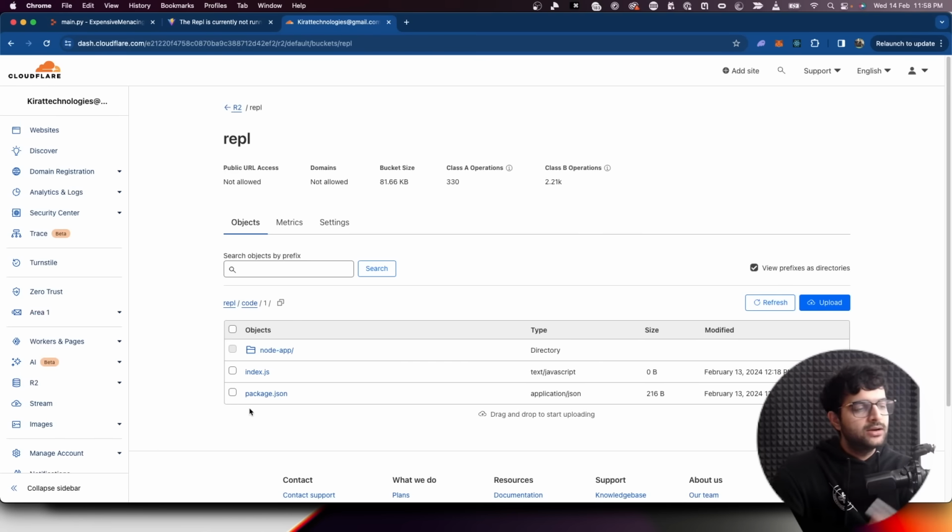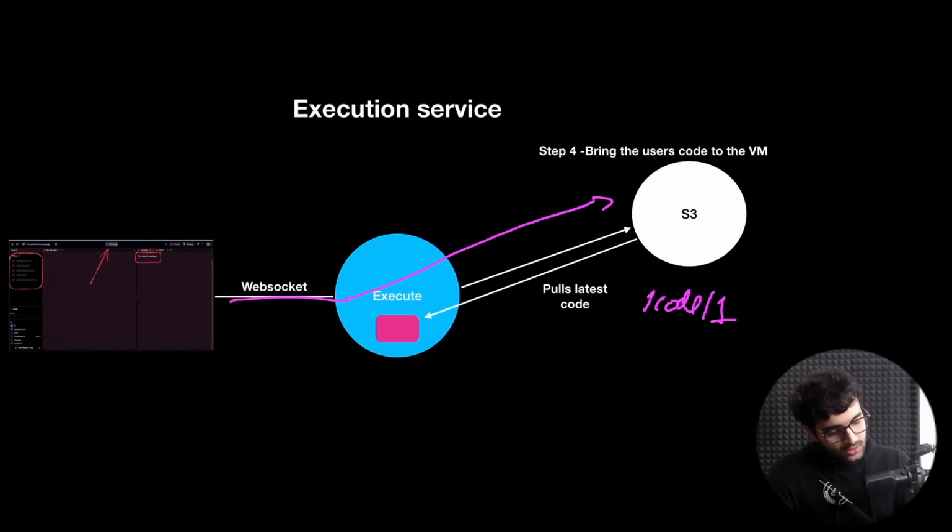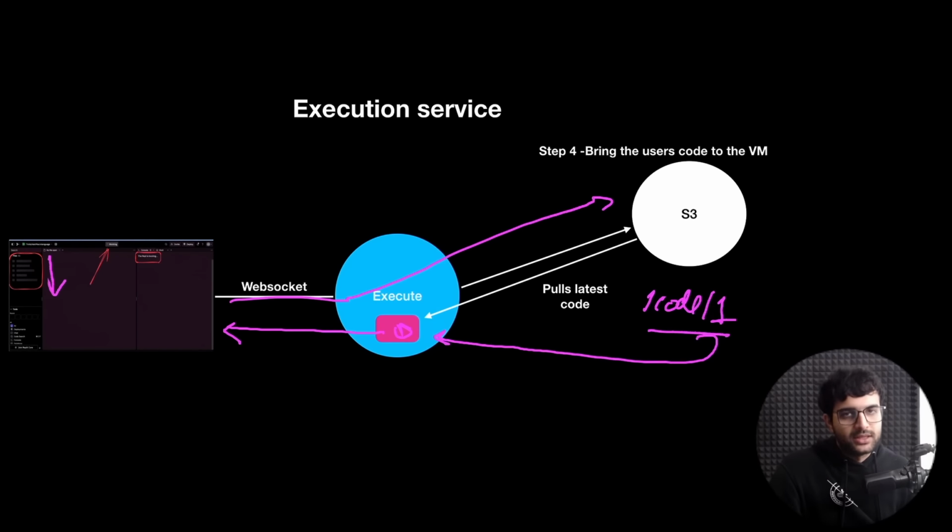So where does the code for ID 1 exist? In the location REPL/code/1. So what does the execute service need to do? Go to /code/1, copy over all the files, both locally on this machine and also send them back to the user so that the user can begin to show them in the UI.